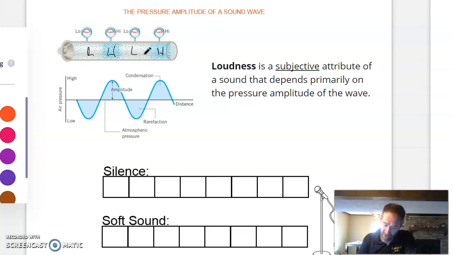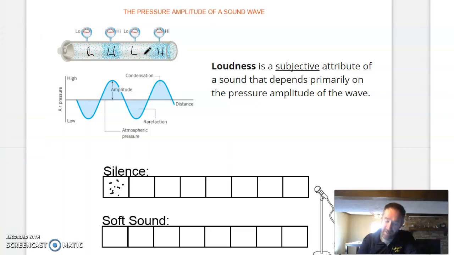Now, if I wanted to show you some air that didn't have any sound going through it, I would draw something like this. 1, 2, 3, 4, 5, 6, 7, 8, 9, 10 air molecules in there. There are way more than 10 air molecules in a space that big, but you get the idea. In the box adjacent, I'll draw 10, the same amount. Bear with me here.